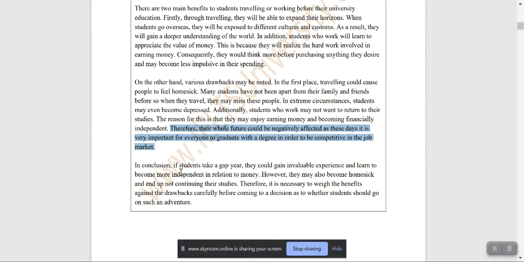In conclusion, if students take a gap year, they could gain invaluable experience and learn to become more independent in relationship to money. However, they may also become homesick and then end up not continuing their studies. Therefore, it is necessary to weigh the benefits against the drawbacks carefully before coming to a decision as to whether students should go on such an adventure.